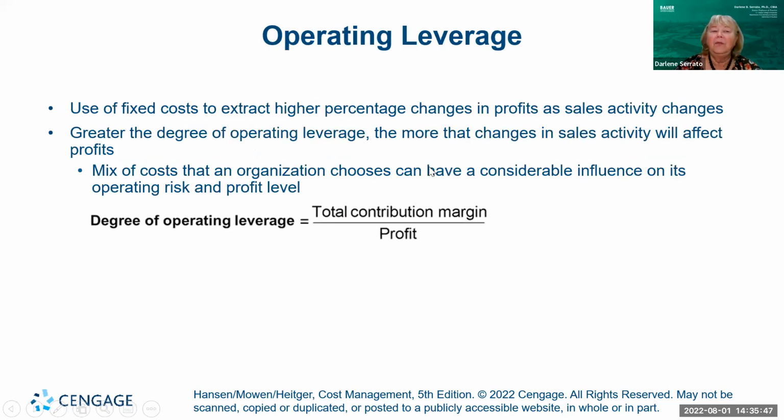Then operating leverage, it looks at the fixed costs. The greater the degree of operating leverage, the more that changes in sales activity will affect profits. We are going to calculate degree of operating leverage. So it's the contribution margin in dollars divided by profit. So if a problem is asking you to calculate degree of operating leverage, typically you will have to first calculate contribution margin. That will be based on actual sales units or budgeted sales units.